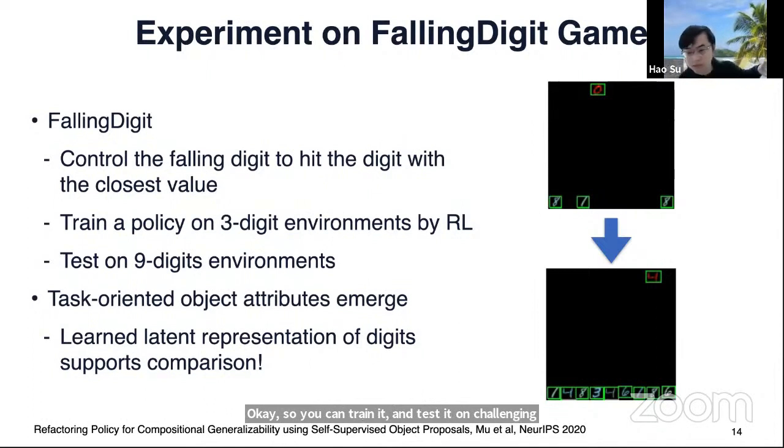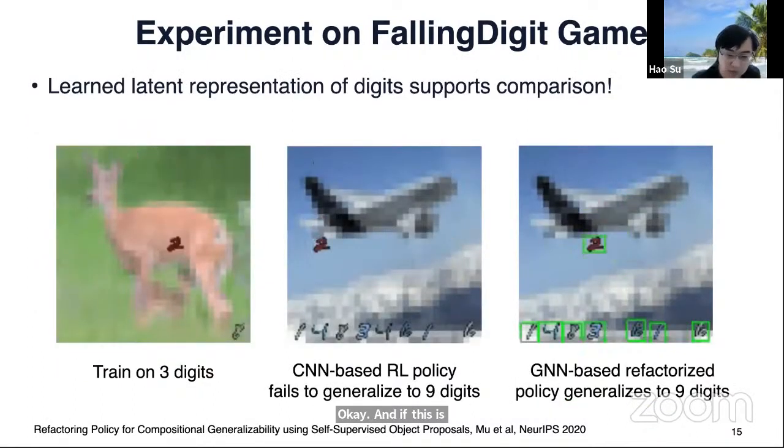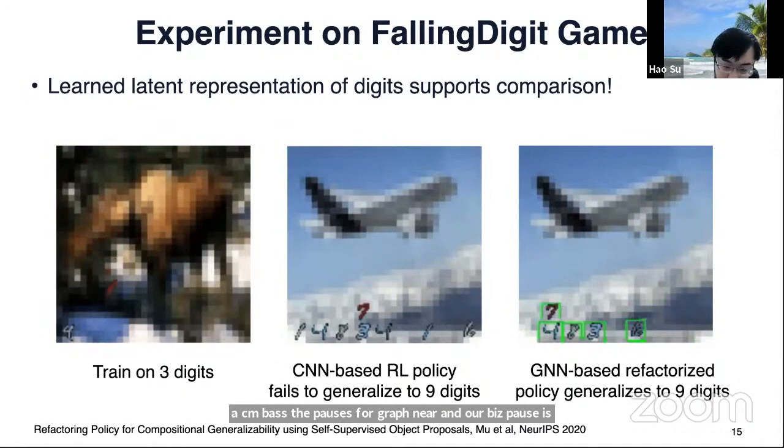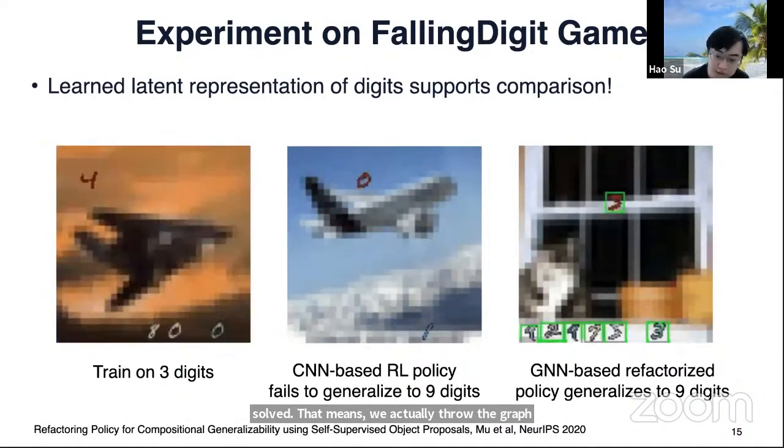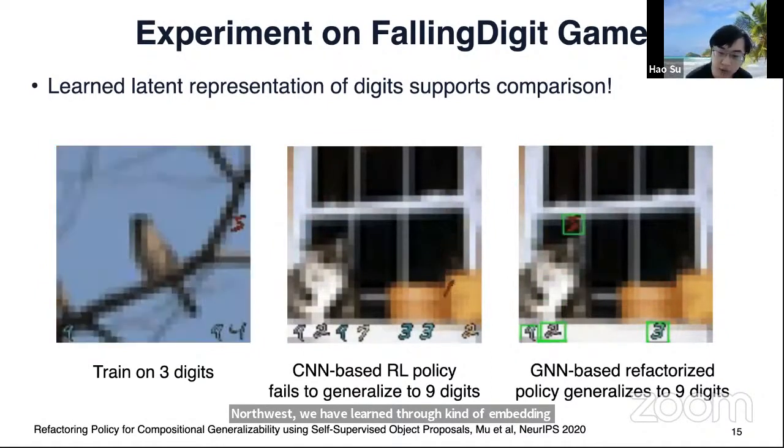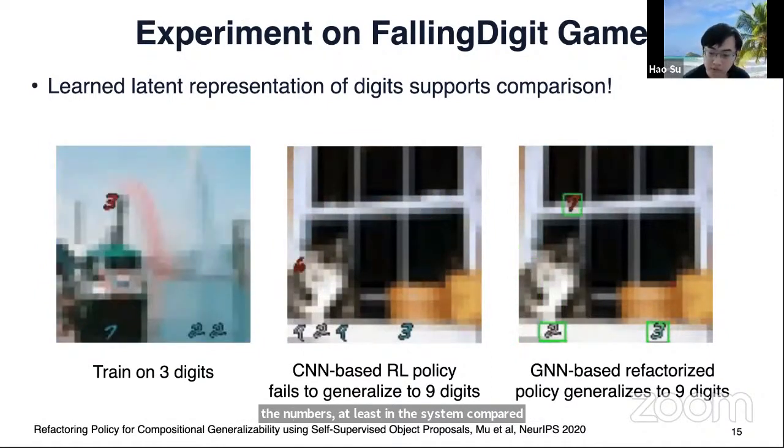Like maybe at test time, there'll be more digits in the figure. On the bottom, we see that we could put 9 digits. It can be shown that although this game is very difficult for CNN-based policies, for graph neural network-based policies, it's possible to learn. And if this is able to be solved, that means through the graph neural networks, we actually have learned a certain kind of embedding that allows us to capture a certain sense of the numbers, at least in the sense of comparing the numbers' quality.